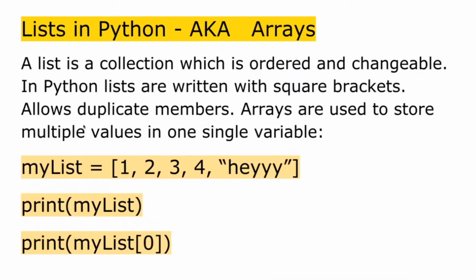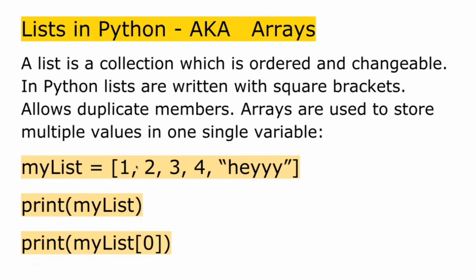Lists in Python, which are basically arrays. A list is a collection which is ordered and changeable. In Python, lists are written with square brackets and allow duplicate members. Arrays are used to store multiple values in a single variable. So we can see my_list is equal to square brackets 1, 2, 3, 4, and a string. As you can see, we can have different data types in here. We have a string with a bunch of numbers, and that is allowed. We can also print the list, which will print this whole thing out.